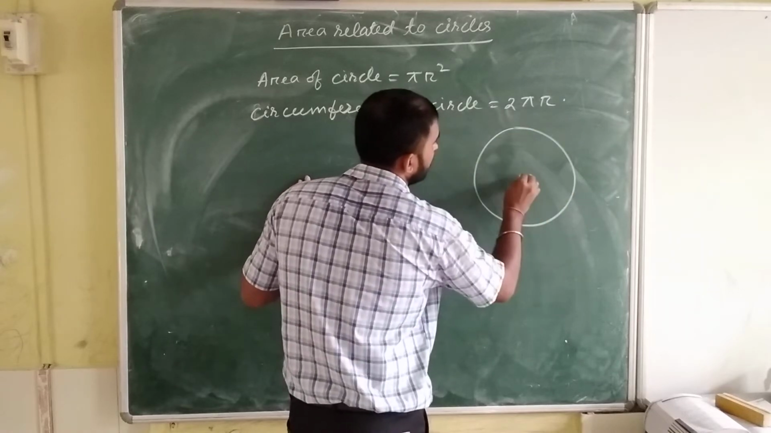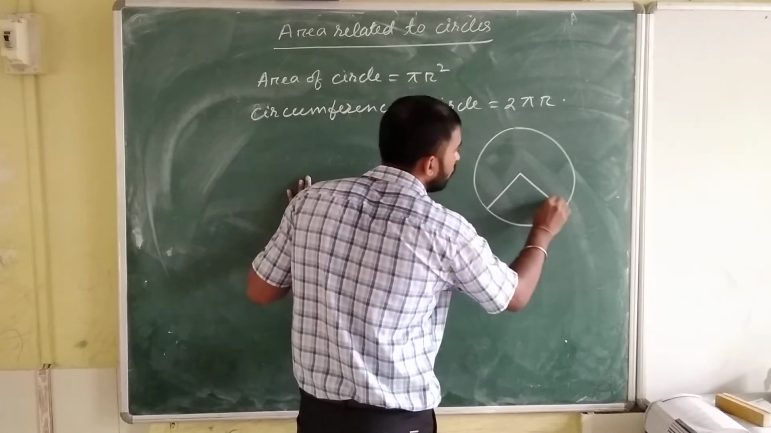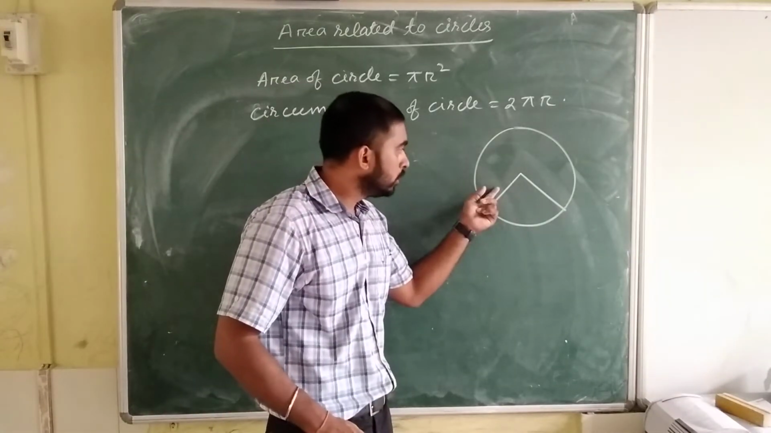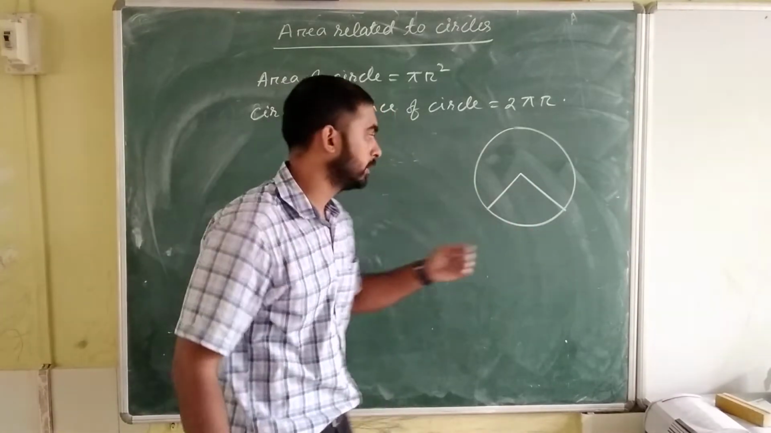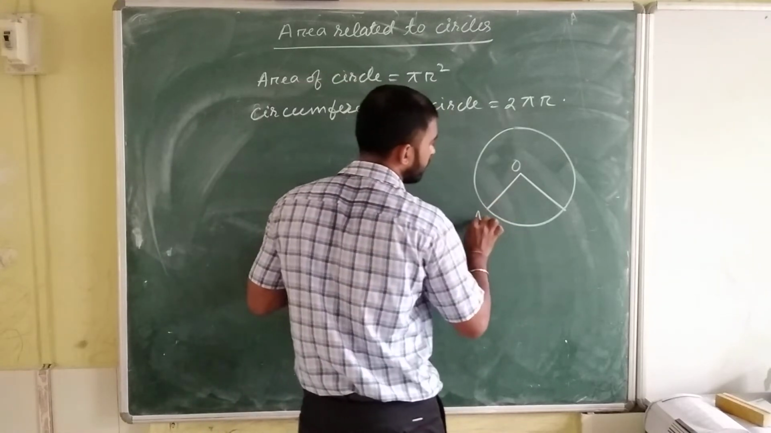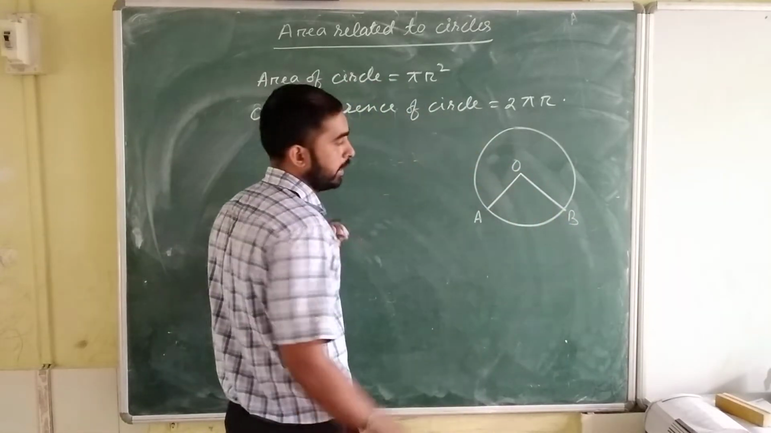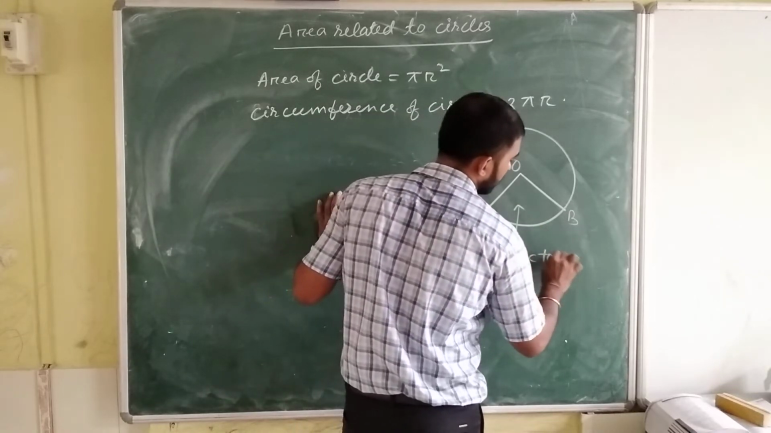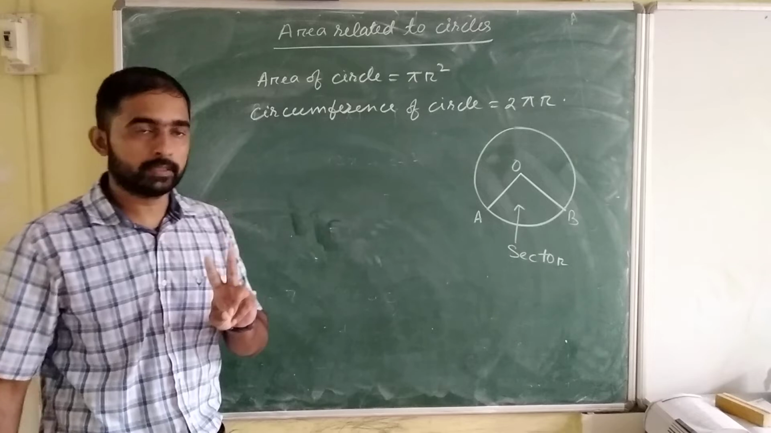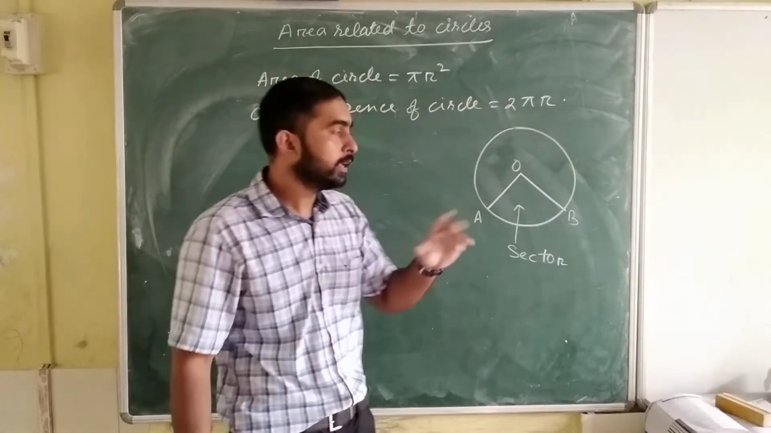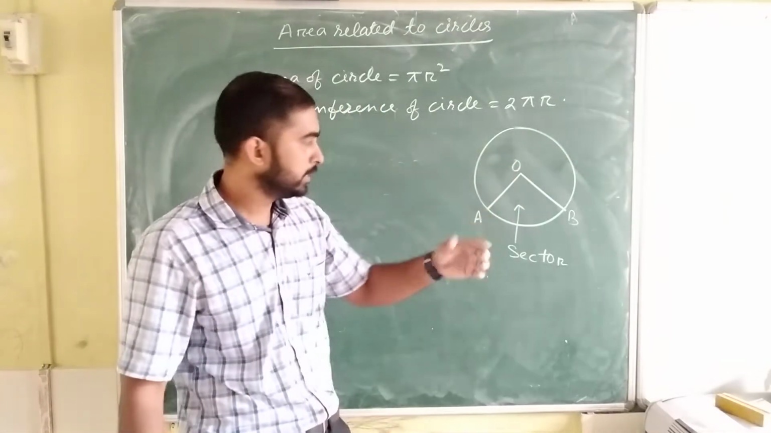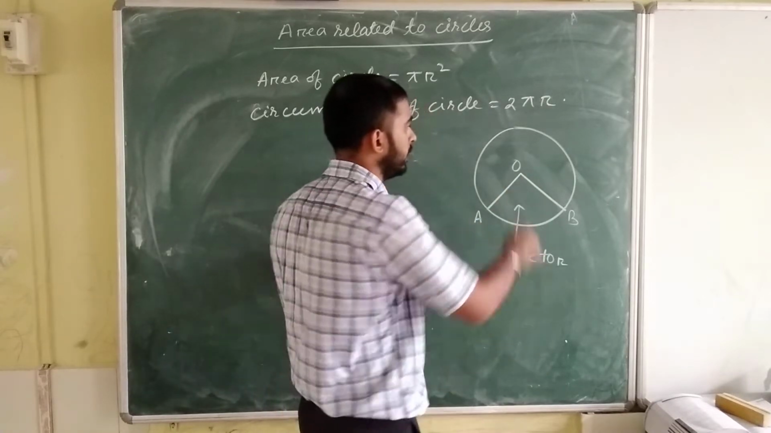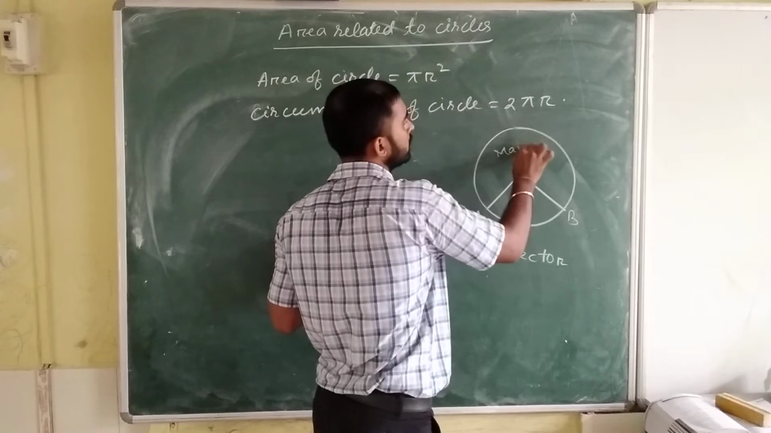Now here the new things are area of a sector. Now what is a sector? Portion surrounded by two radii and an arc. Here OA and OB are two radii, and this is the arc. So this portion is known as sector. In a circle there are two sectors. One is minor, the smaller sector, and the other one is major. This is a small portion compared to this one. That's why this is the minor sector, and this one is the major sector.